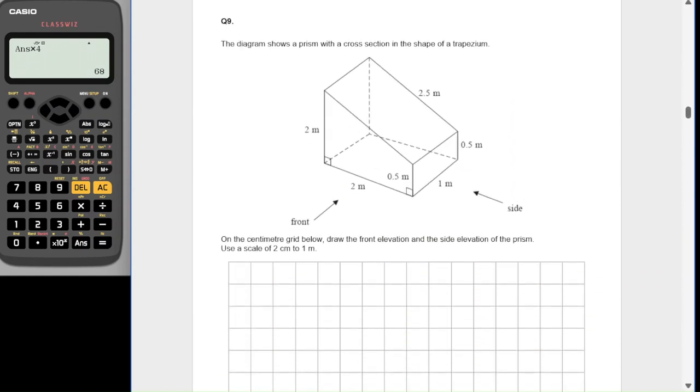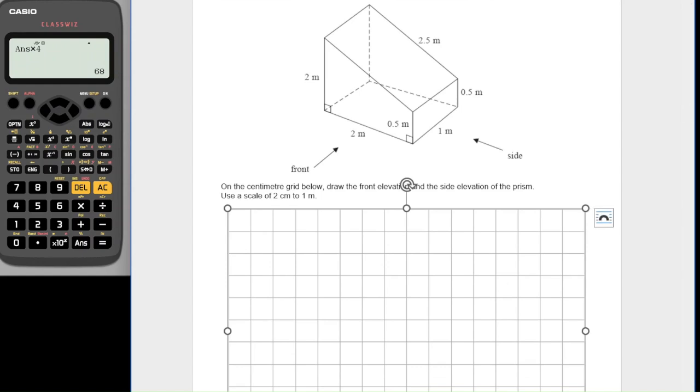Okay, question 9. Diagram shows a prism with a cross section in the shape of a trapezium. On the centimeter grid below, draw the front elevation and the side elevation of the prism. So from the front, set the scale of 2 centimeters to 1 meter. So that would need to be 4 centimeters. This length here would also need to be 4 centimeters. And this length here would be 1. So I'm going to draw a 4 by 4 by 1. So that's going to be my front.